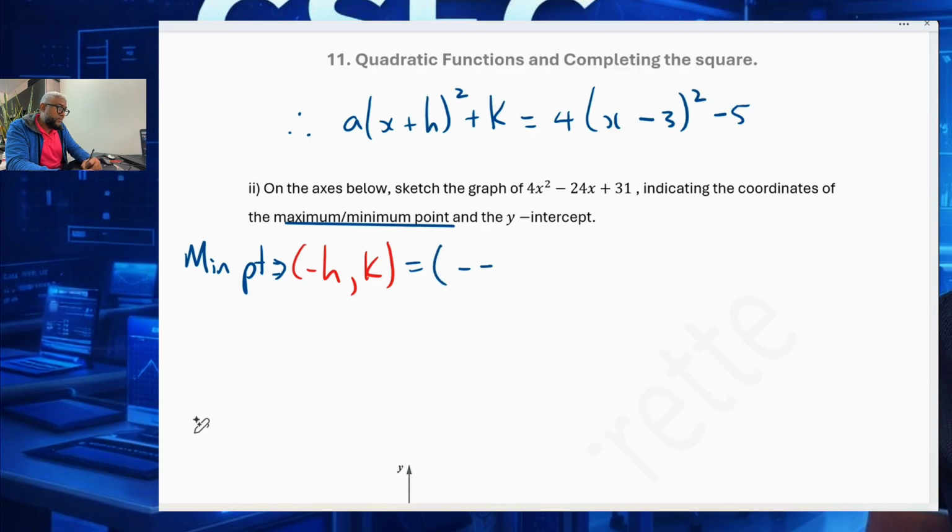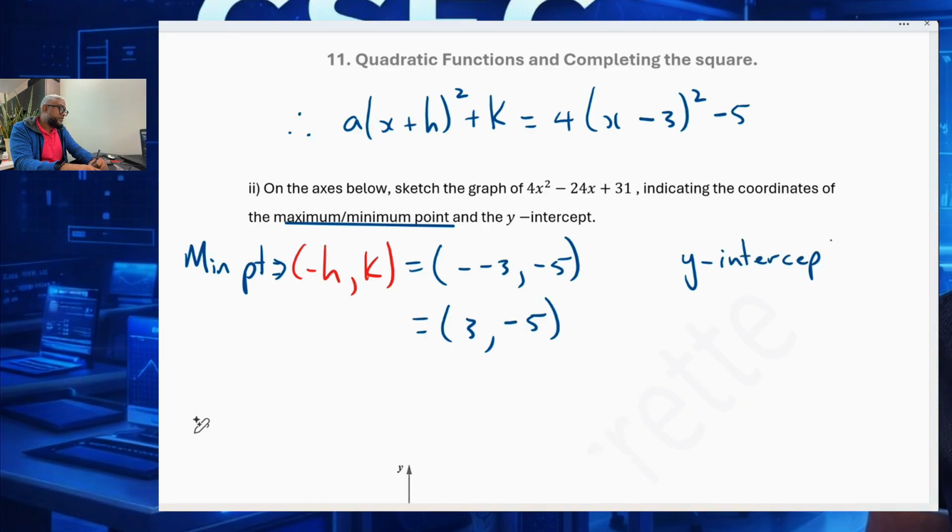of negative 3 comma negative 5, which will be 3 comma negative 5. These coordinates here would be the coordinates of my minimum point. We also need to show on our sketch the y-intercept. So my y-intercept will be the value of 31, that is C. So the y-intercept, C, is equal to 31.